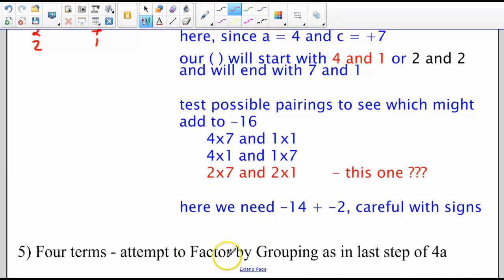We may see some this year. I can't guarantee that we do or don't, but that's kind of the one method we have aside from common factors, that if there are 4 terms, we might be able to simplify.